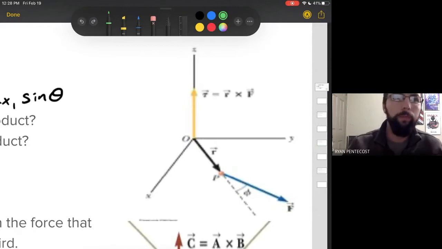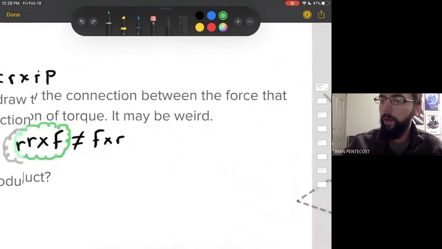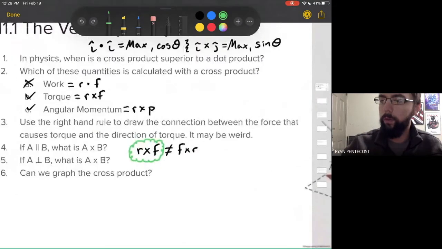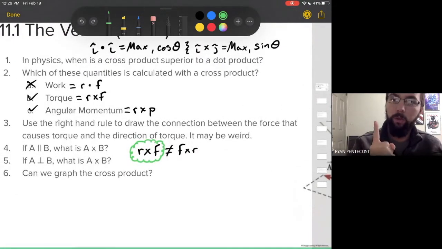So you can also use your arm. This is a little bit harder to do, but if you use your arm as the radius and all four fingers as your force, then stick out your thumb, that will show you the direction of the torque. I prefer the right-hand rule, but remember, in cross product the order does matter. So your pointer finger has to be the first term, your middle finger has to be the second term, and you don't want to switch these up.